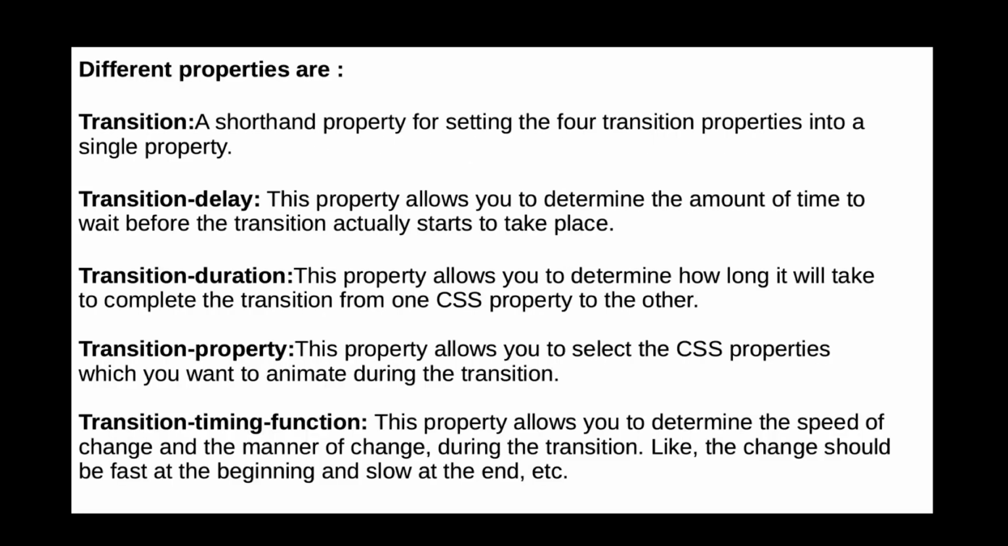You can add different properties like transition. If you want to add a shorthand property, we use the transition property, in which we set the 4 transition properties in a single property. Next is transition delay. This property allows you to determine the amount of time to wait before the transition actually starts to take place.